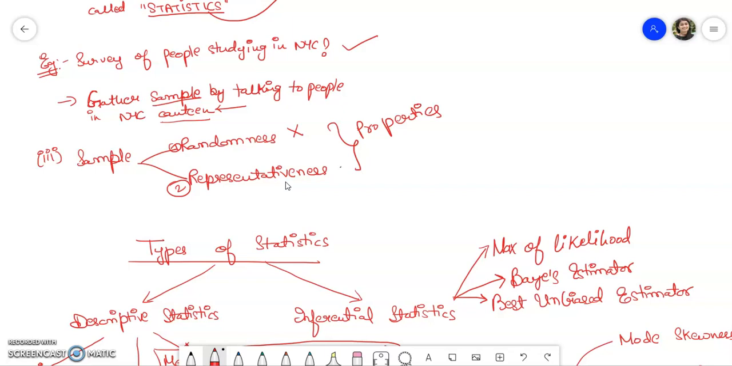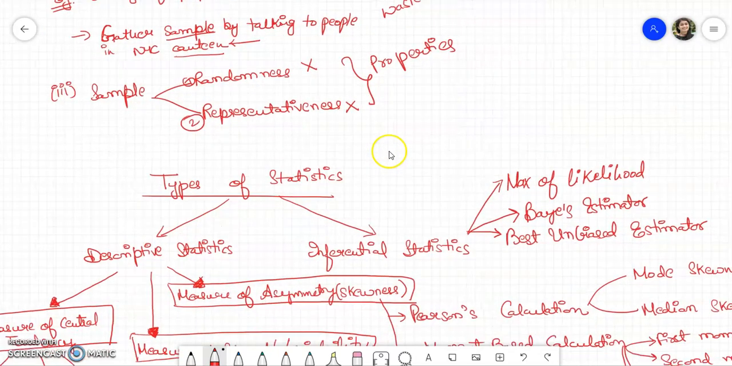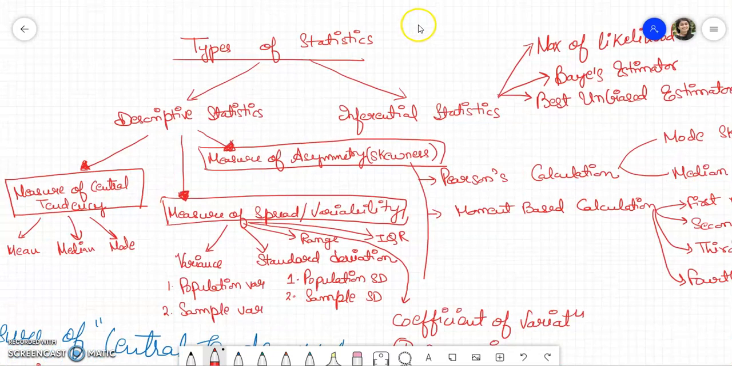Also, the representativeness is not present because it's not representing the population of the entire people, right? It is only representing the information from the people who are sitting in a canteen. So in this case, even if you go for this kind of sample, it will be a waste. It will not draw any good inference, and it's not at all useful. So this is all about statistics. Now I'll come to the types of statistics.